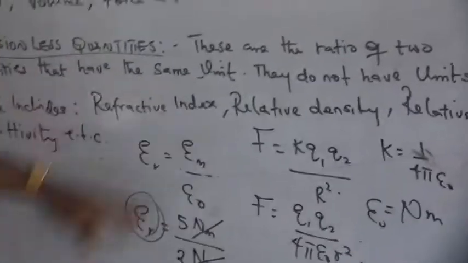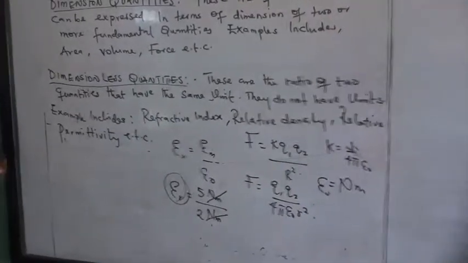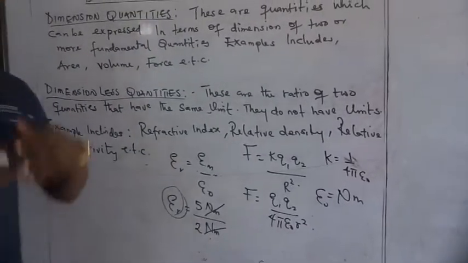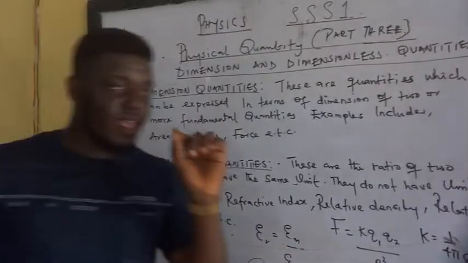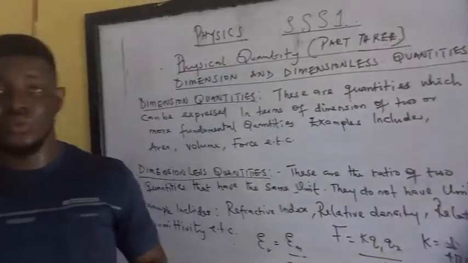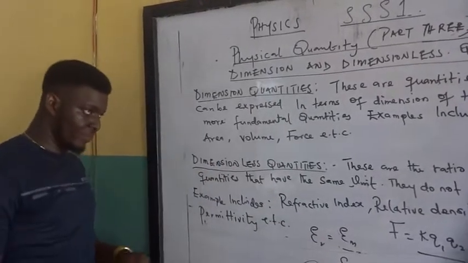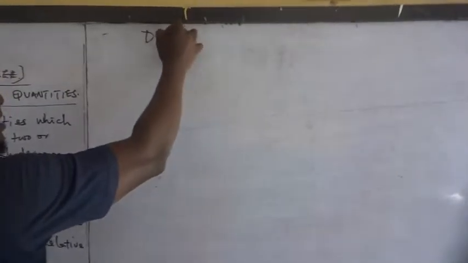Examples are the refractive index, relative density, and relative permittivity. For relative density, we are relating the density of a particular material with that of water, so it will also not have a unit. Now that takes me to dimensional analysis.